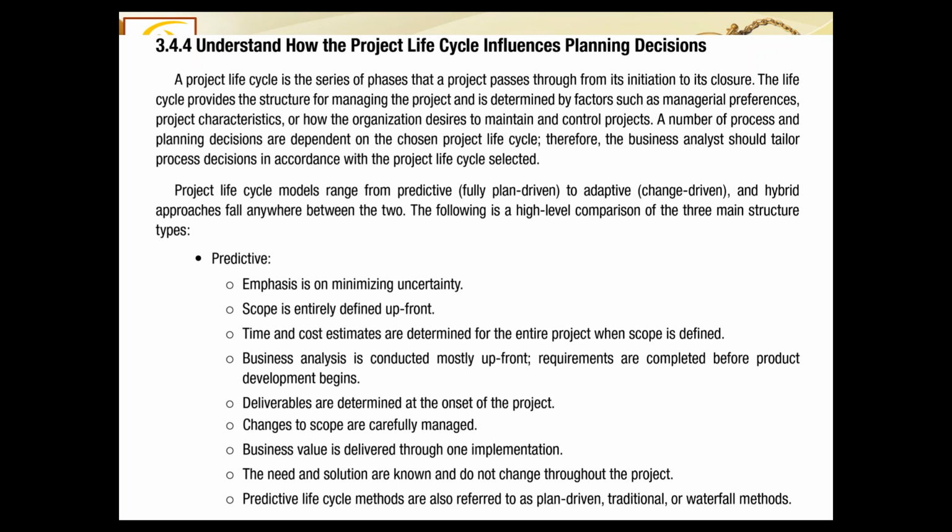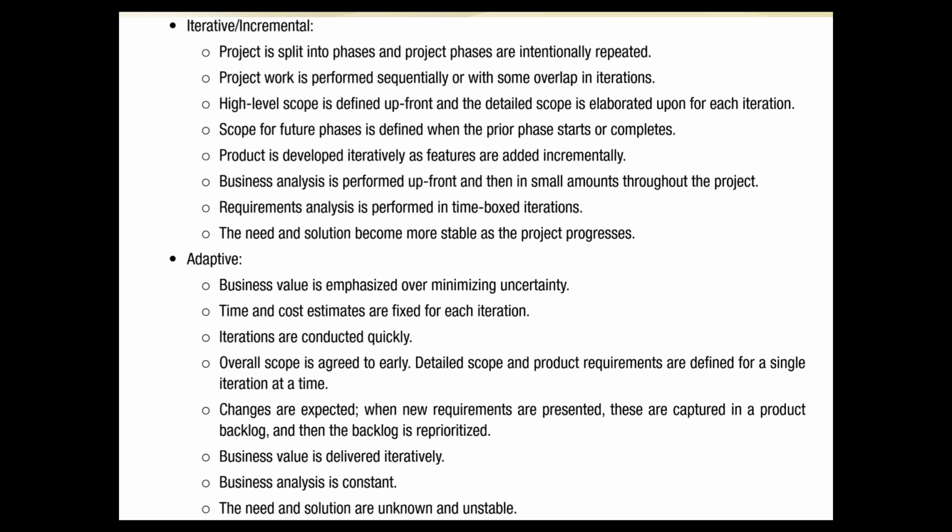Project life cycle models range from predictive to adaptive. Predictive is, as we have already discussed, if everything is known beforehand, that is called predictive. These are those kinds of life cycles in which we can do upfront planning for business analysis. And in adaptive, these are flexible change-driven projects, and in that we cannot do all the upfront planning. And there could be yet another approach, which is a hybrid of these two approaches that could fall anywhere between these two approaches. The following is a high-level comparison of the three main structure types: predictive, iterative or incremental, and adaptive.